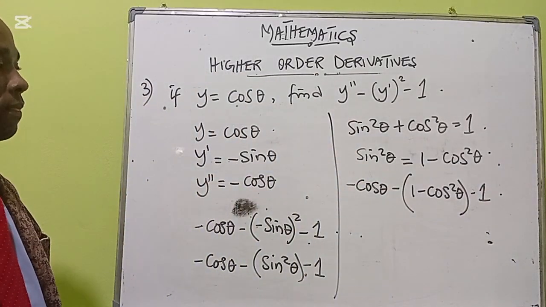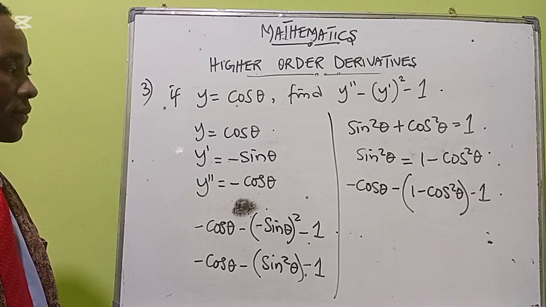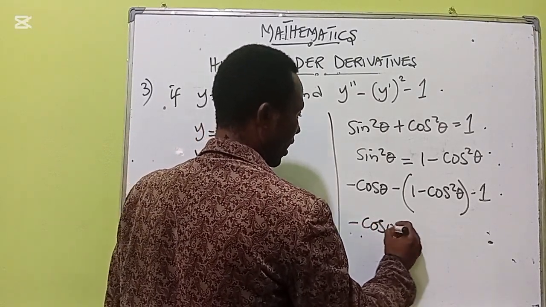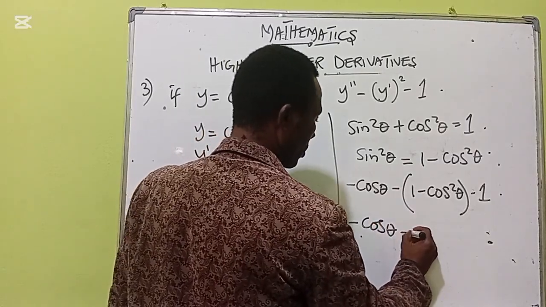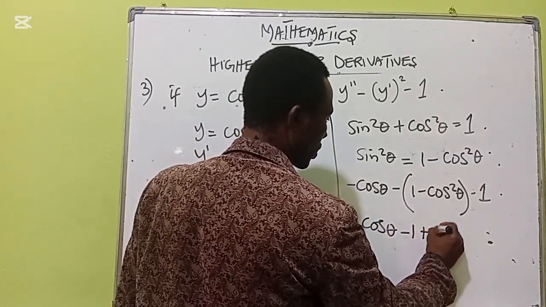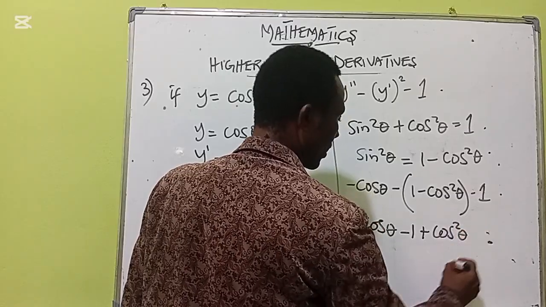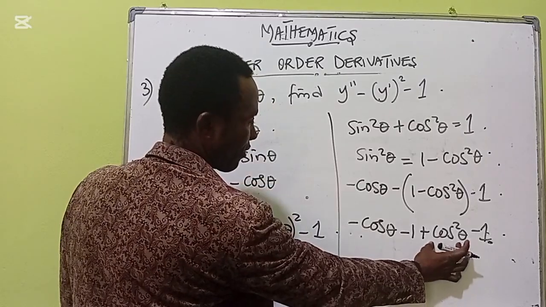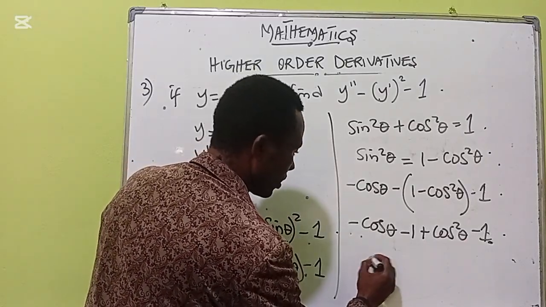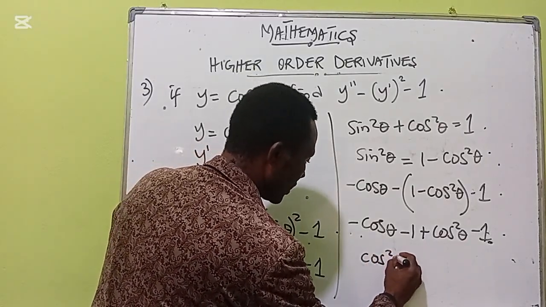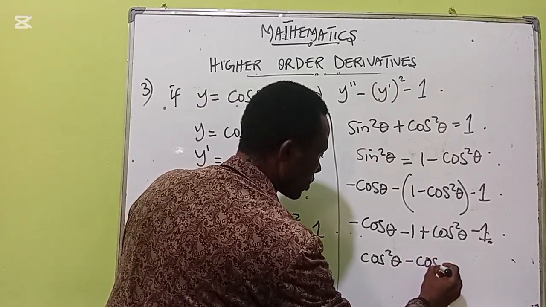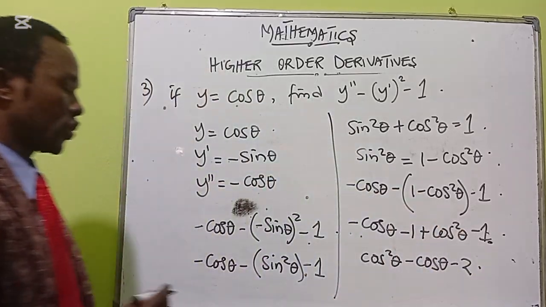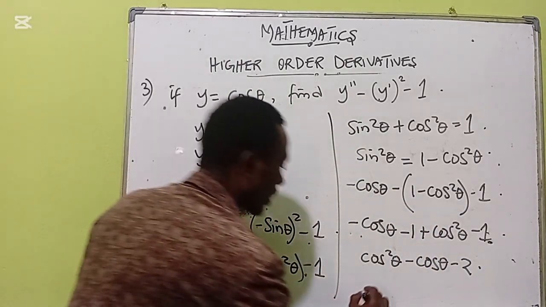So we can open the brackets. When we open the bracket, we have minus cos theta. This time, minus 1 times minus cos square theta gives us plus cos square theta, then minus 1. So what we should now be having is cos square theta minus cos theta, and minus 1 minus 1 will give us minus 2.